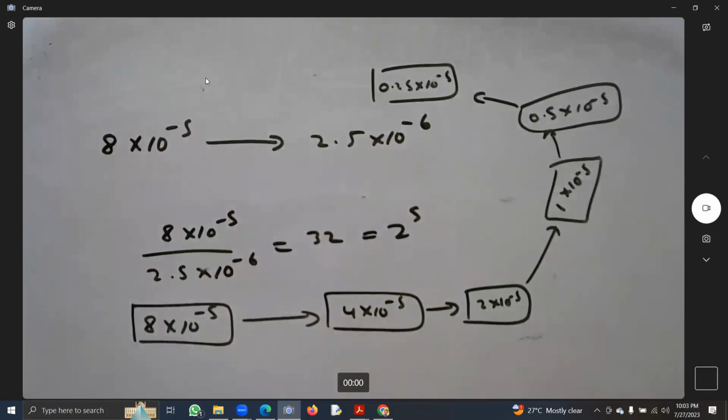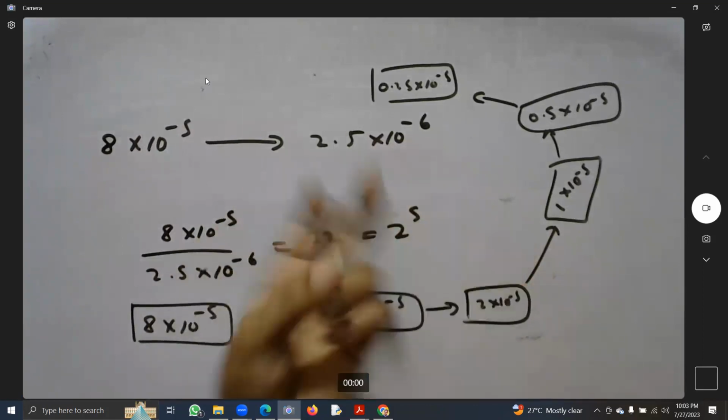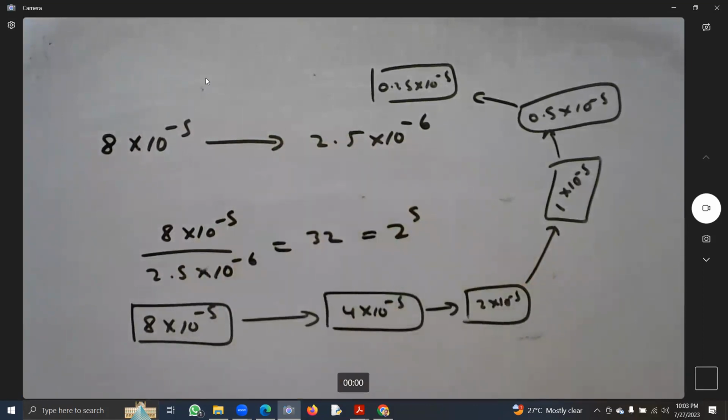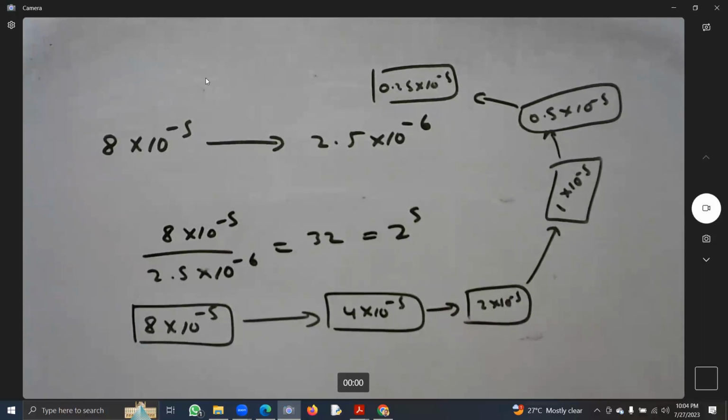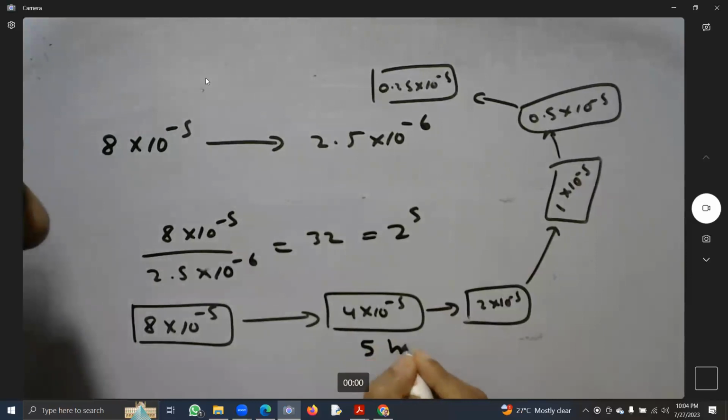If it drops by a factor of 8, that's 3 half-lives. If it drops by a factor of 4, it's 2 half-lives. Here it drops by a factor of 32, that's 2 to the power 5, so 5 half-lives.